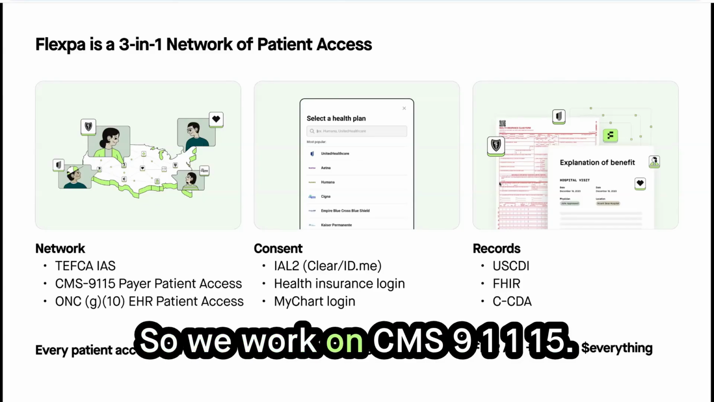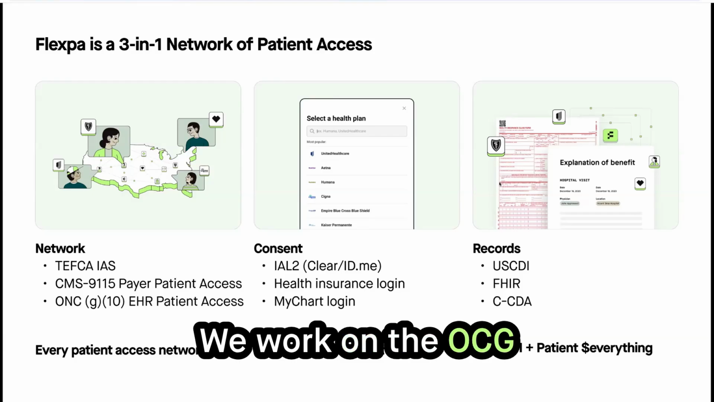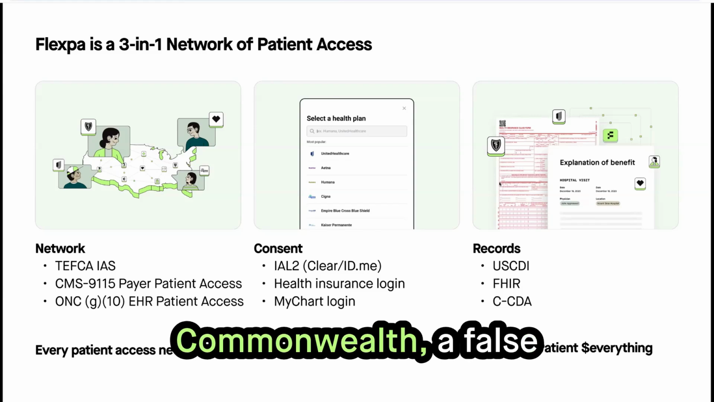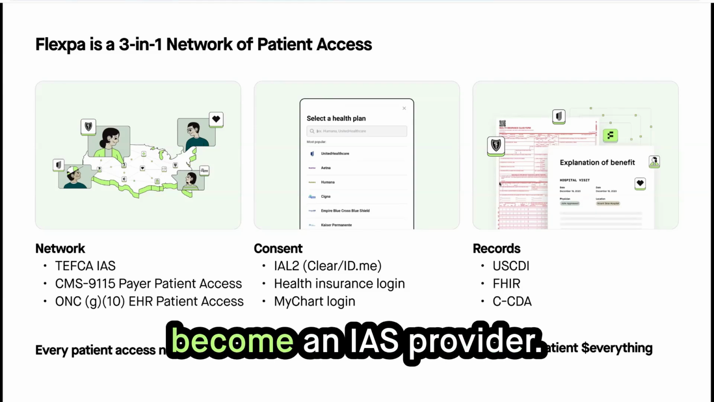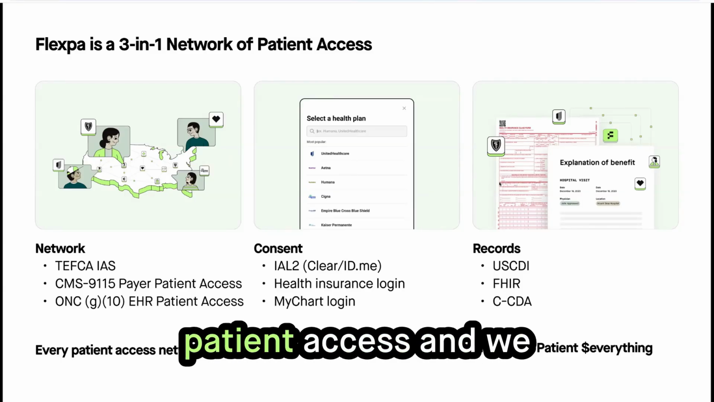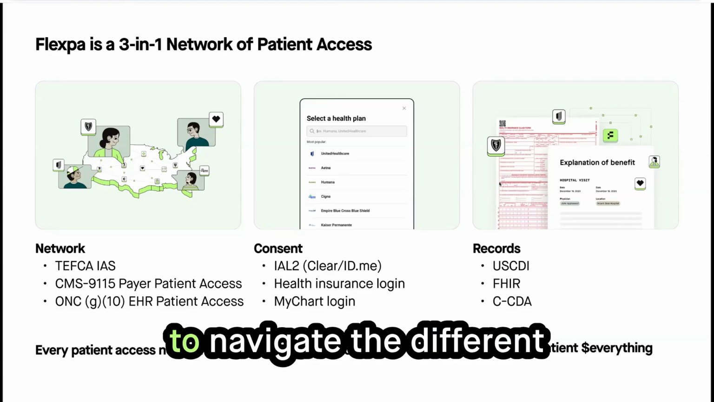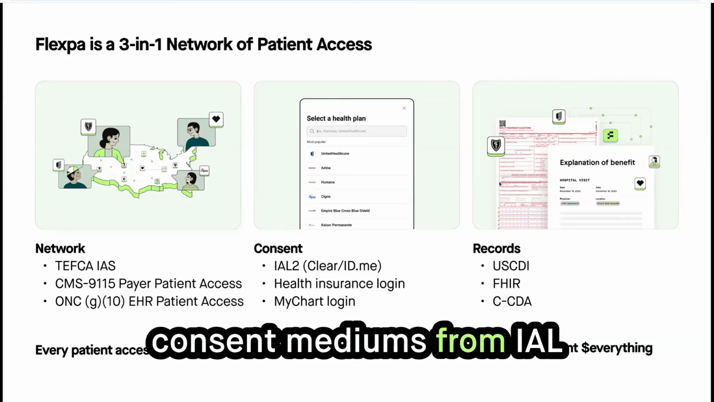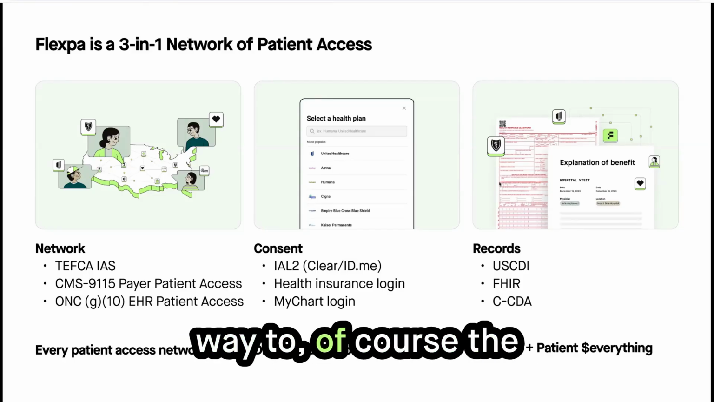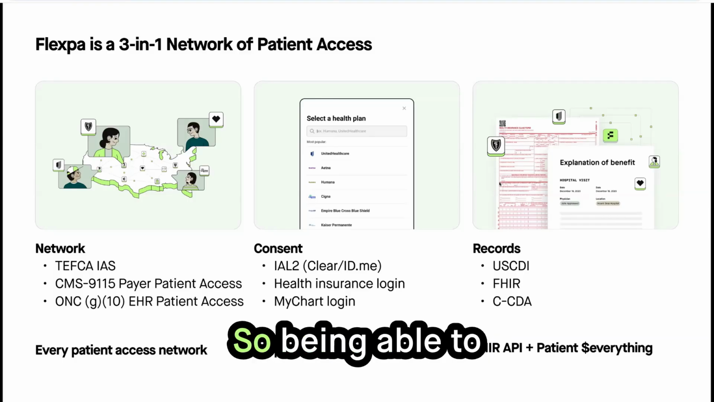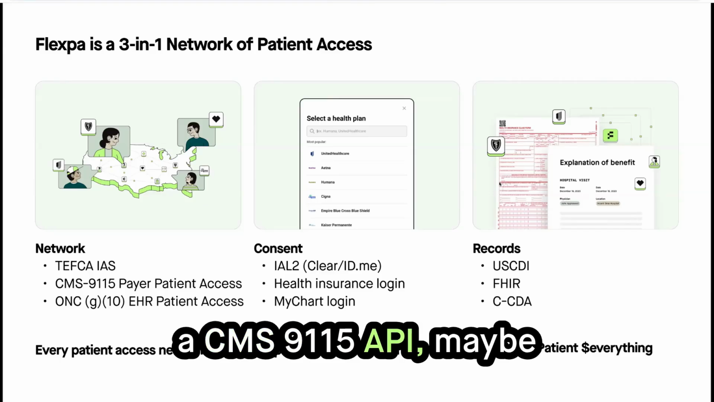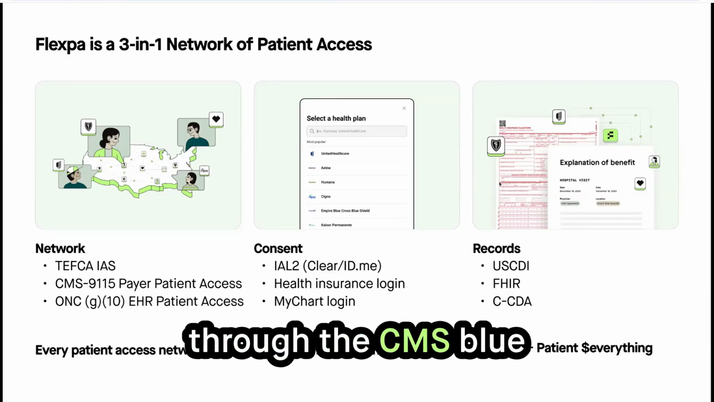So we work on CMS 9115. We work on the ONC G10 patient access APIs. We announced today at the Commonwealth Fall Summit that we have become an IAS provider. So a little bit of a coincidence for announcements, but we are obsessed with patient access, and we are obsessed with how to navigate the different consent mediums, from IAL2 digital credentials consent flows with CLEAR or ID.me, all the way to, of course, the payer OAuth login. So being able to log in and retrieve your claims history from a CMS 9115 API. Maybe that's on Medicare.gov through the CMS Blue Button API.